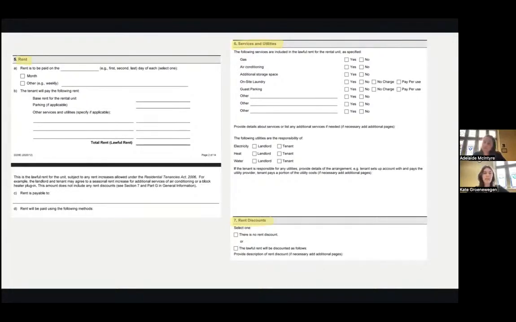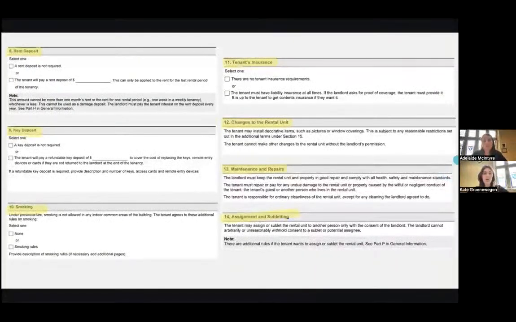Rent discounts. This section specifies whether there are any discounts you will get. For example, a rent freeze, a promotional discount, or a small discount for paying your rent early or on time. The next are rent deposits.